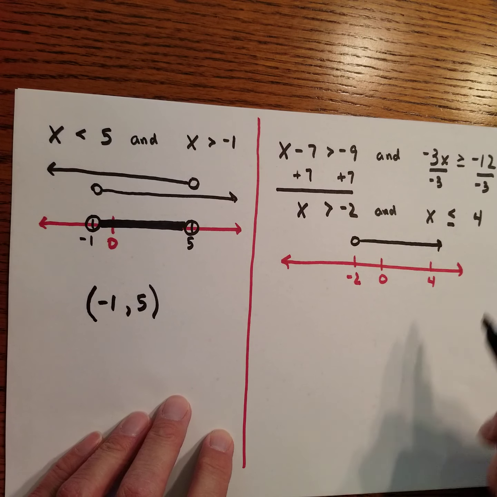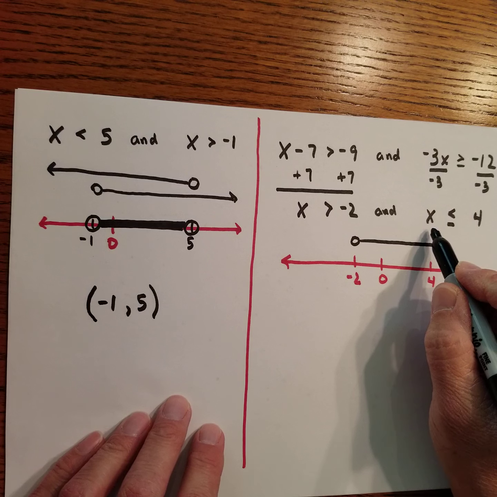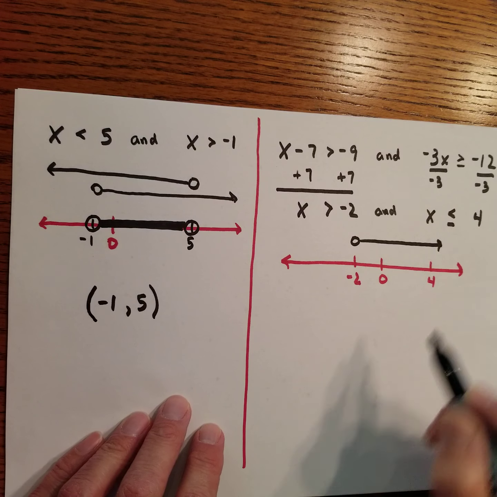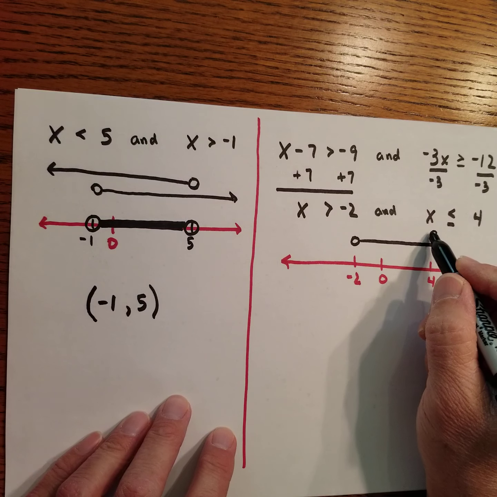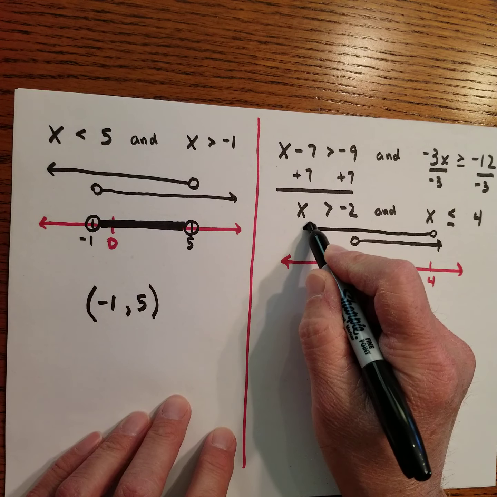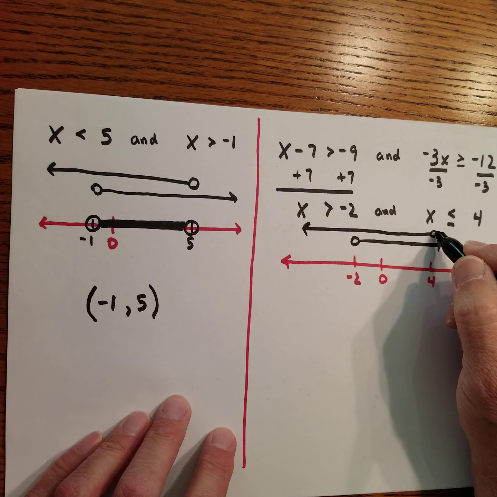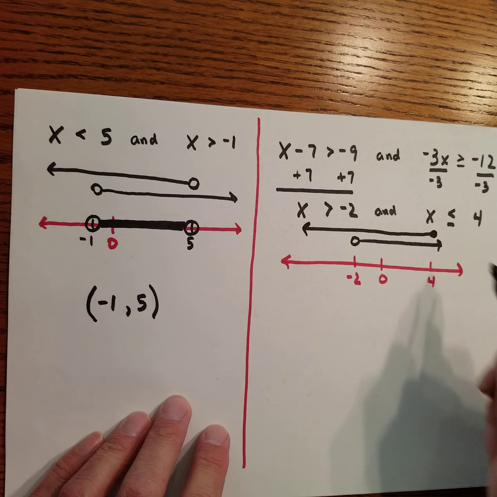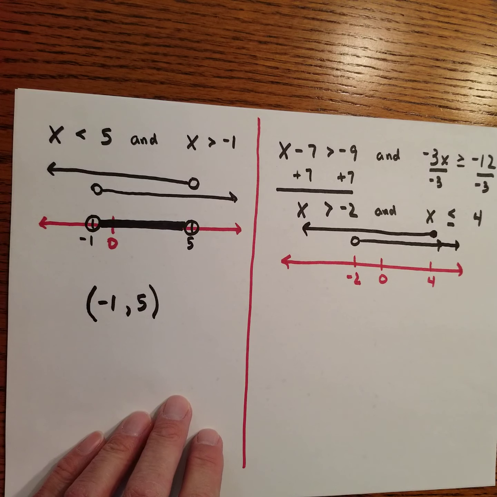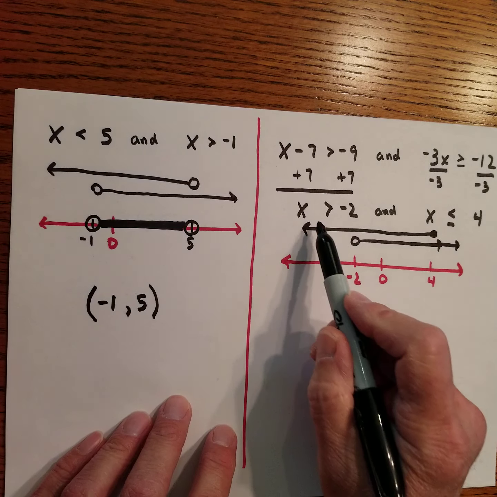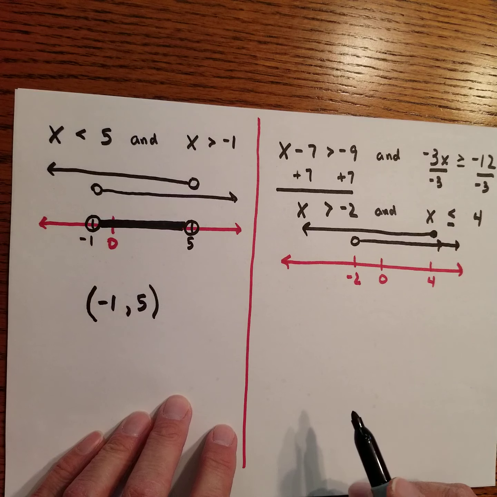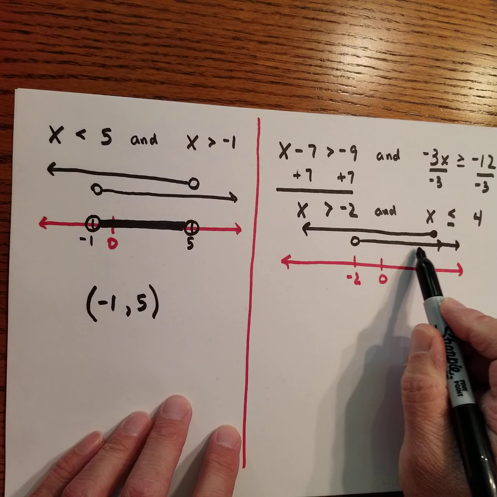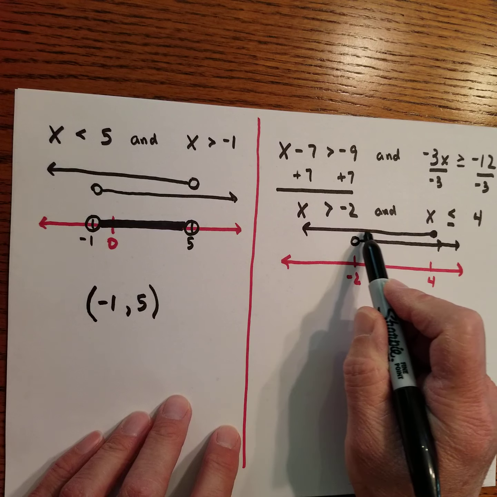Now let's think about this half of the problem, where I'm supposed to cover up numbers that are less than or equal to 4. Numbers that are less than 4 would be this way. Numbers that are equal to 4, I would include that dot. Now what goes on my actual graph? I need things that are covered up that satisfy this part and satisfy this part. Things that are covered by this line and are covered by this line.